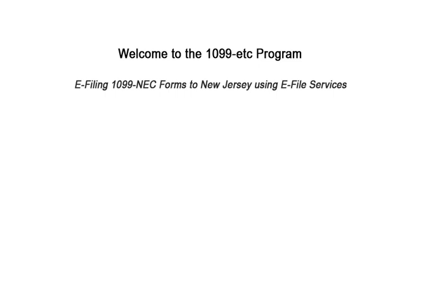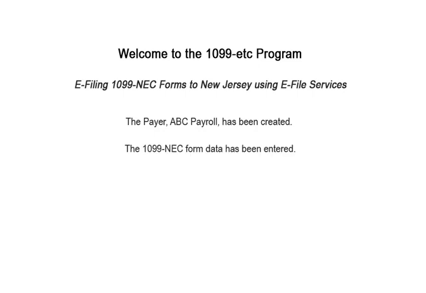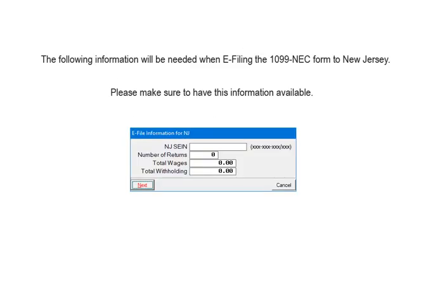This tutorial covers e-filing the 1099 NEC forms to New Jersey using e-file services. To begin, the pair ABC Payroll has been created, and the 1099 NEC form data has been entered. The following information will be needed when e-filing the 1099 NEC form to New Jersey. Please make sure to have this information available.